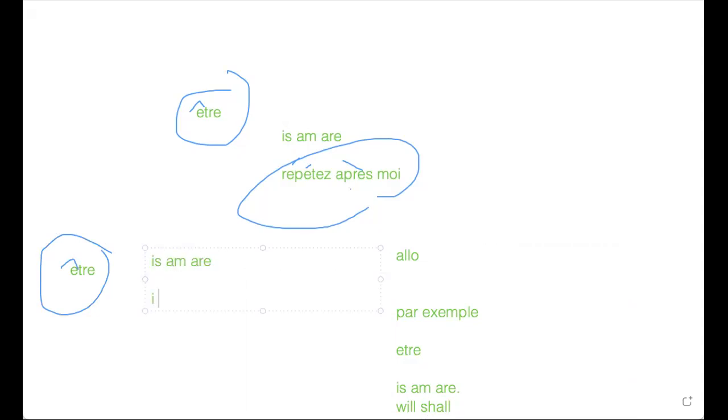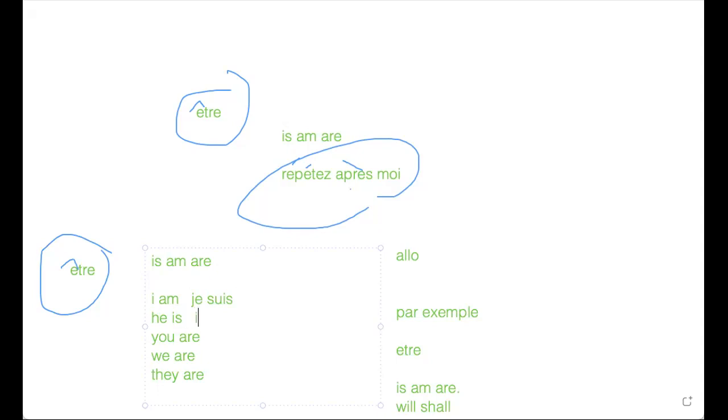Être belongs to my is, am, are pattern. Whenever I say I am, he is, she is, you are, we are, and they are, now, what is I in French? Je suis. Je suis is I am.